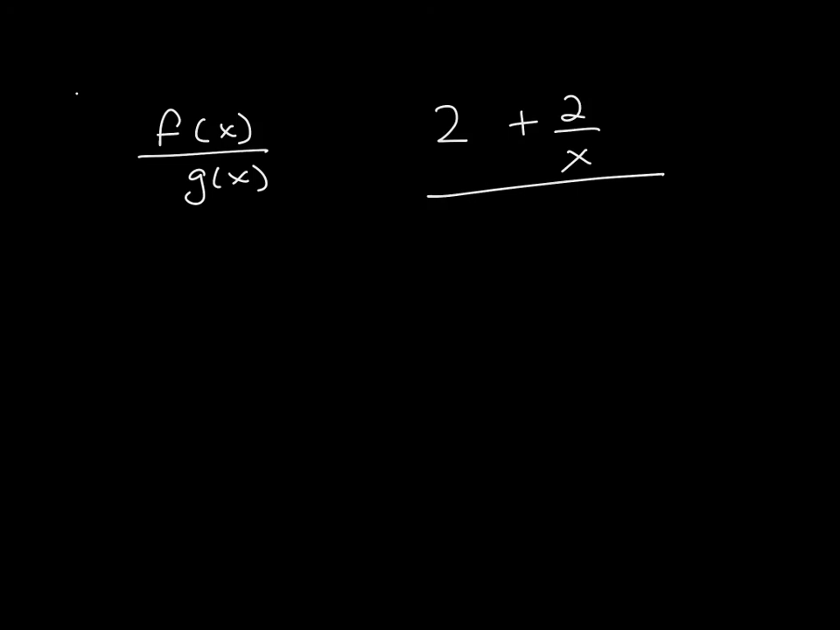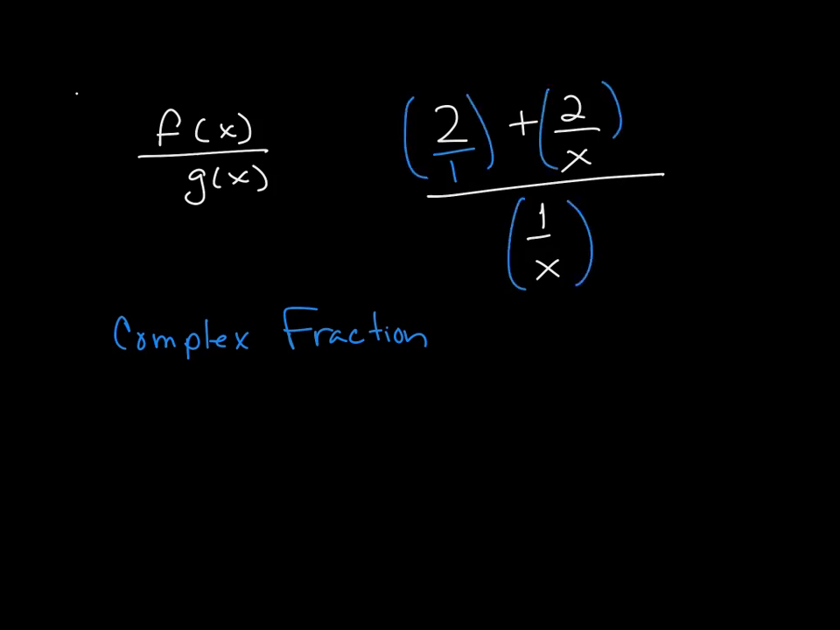We're going to do the same thing, but now we're going to do f of x divided by g of x. F of x, still the same function, is going to be 2 plus 2 over x all over 1 over x. Now, this may be the first time some of you have seen the complex fractions. Whenever you have a complex fraction, what I want you to do is think of all of them as 3 individual fractions. So we have fraction 1, fraction 2, and fraction 3.